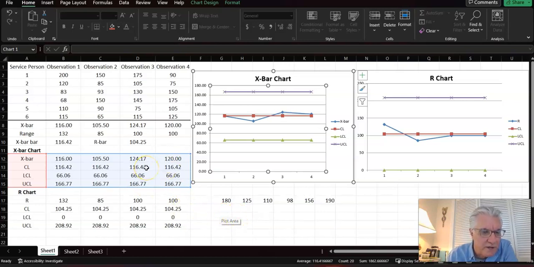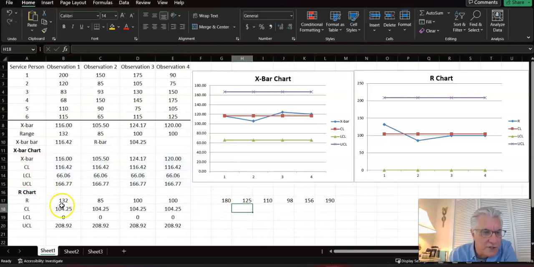So you can see, if I can get the whole thing on the screen here, the ranges are 132, 85, 100, 100. They're transposed down here, or transcribed, I should say, just so we get them on one table for charting purposes. The center line is R bar because you're plotting the range, so the center line has to be the average of all the ranges.